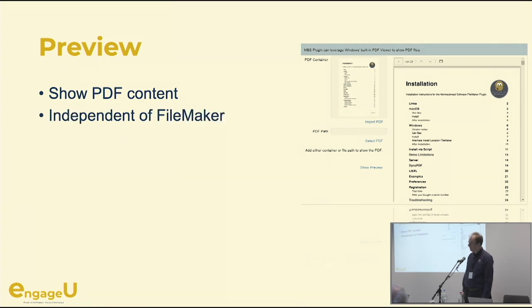Then we got preview functions. We had the problem for a long time that people like to show PDF files on their layout. For Claris, you can use, of course, interactive containers. But when you switch the record, well, it's gone. So with a plugin, you can show PDF content on your layout on Mac and Windows, independent of FileMaker. So you can show it and then switch records. The plugin doesn't care.